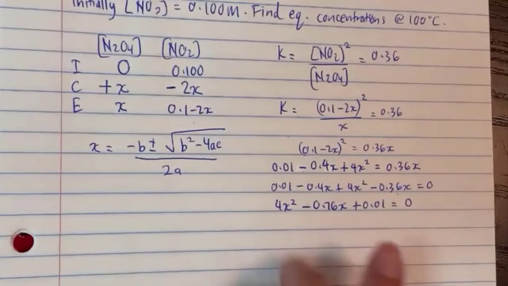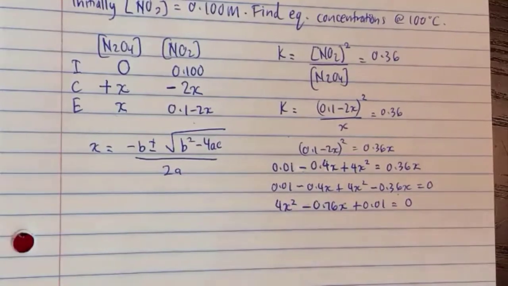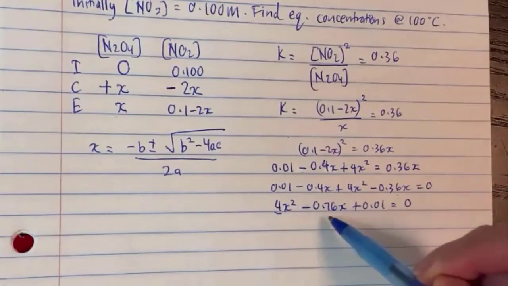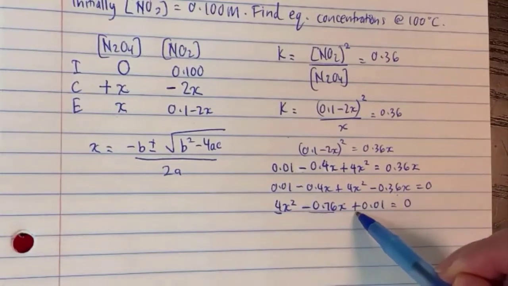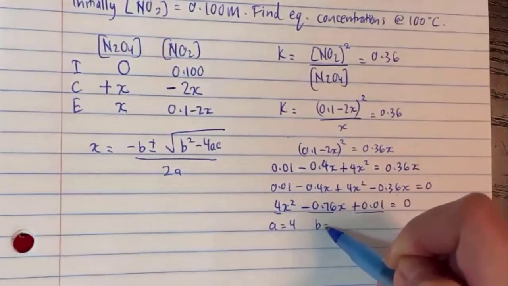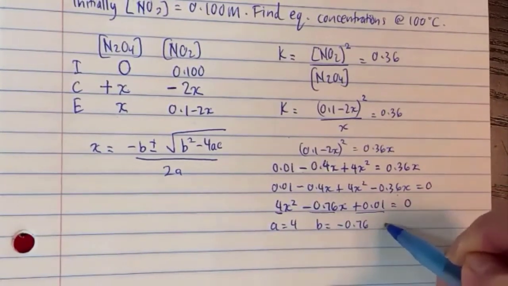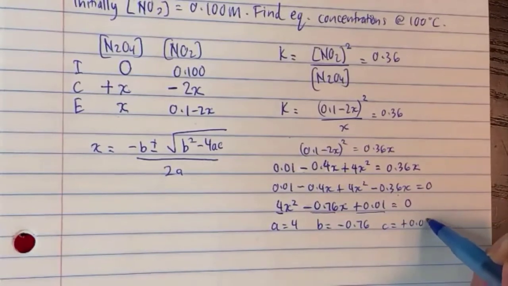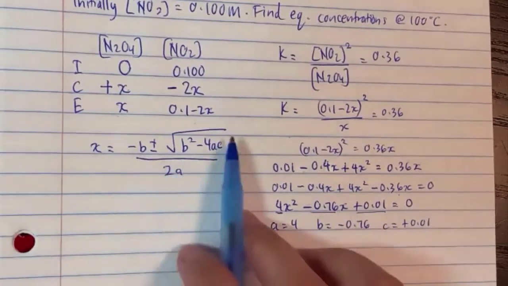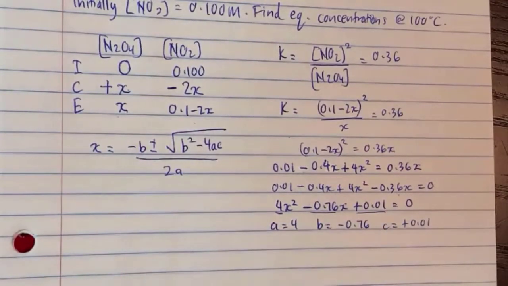All I did was rewrite it a little bit, okay? So in this case, that's how you get your a, b, and c. Basically, a is the number stuck to x squared, b is the number stuck to x, and c is the number without an x. So my a here is 4, my b is negative 0.76, and my c is positive 0.01. Then you plug a, b, and c into the formula right here. Because it's quadratic, there are going to be 2 answers. Only one of the answers will make sense.